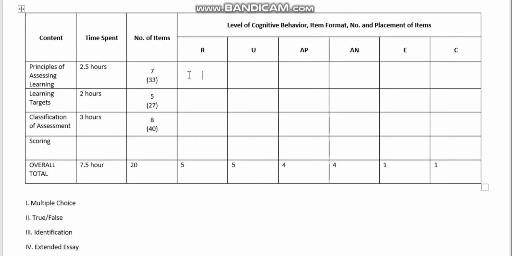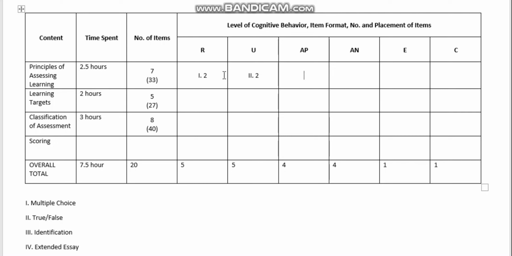Now here comes the number and placement of items. We have here the level of cognitive behavior, so we neglect the knowledge dimension. For principles of assessing learning, we must have a total of 7 items. We will distribute these 7 items to the different levels of cognitive behavior. Let's say here test 1, 2 items, and test 2 also 2 items.